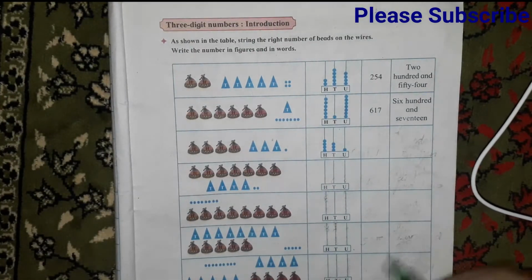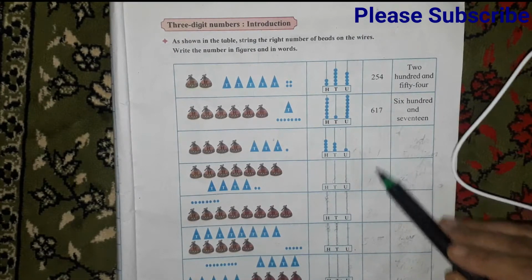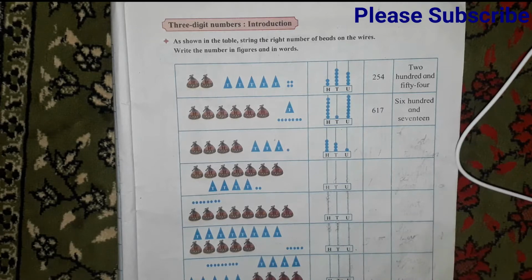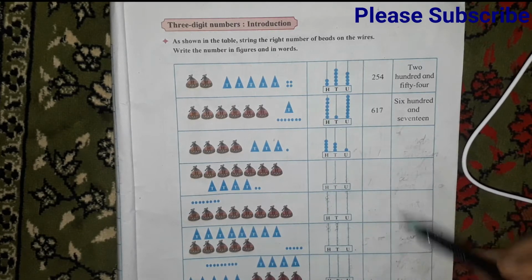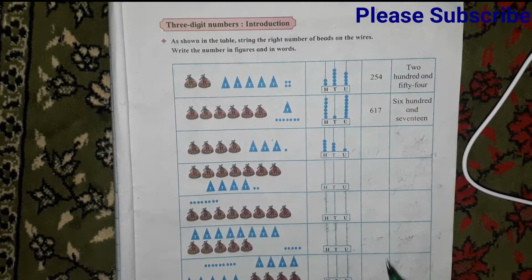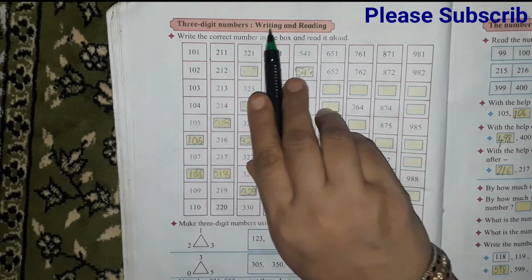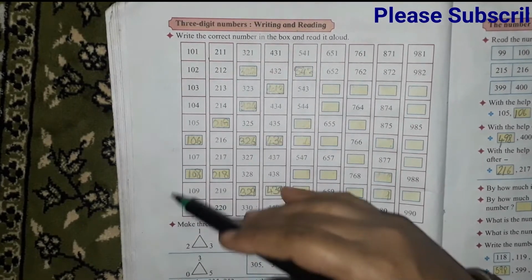So you can solve these examples in your textbook, 1, 2, 3, 4, 5, and 6. There are 6 examples remaining, so you can solve them on your own. I have explained how to solve them. Now we will see 3-digit numbers, writing and reading. We will go a little bit ahead.